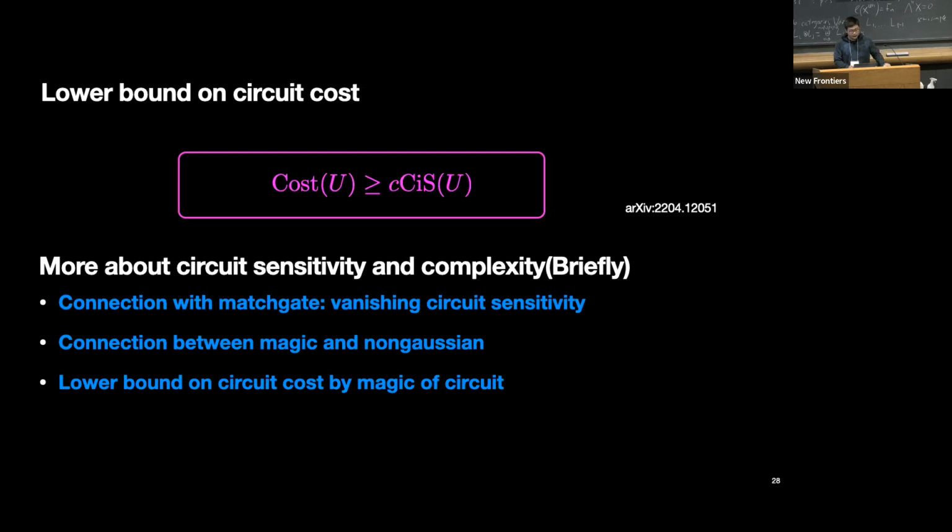To quantify how far a gate is away from a matchgate, we need to define a measure called non-Gaussianity. And using the quantum entropy Fourier inference inequality, we also show the connection between magic and non-Gaussianity. And we also show some lower bound of circuit complexity caused by the magic in the circuit.